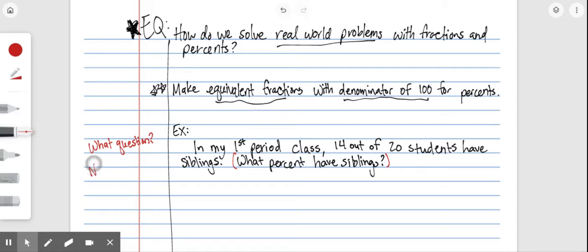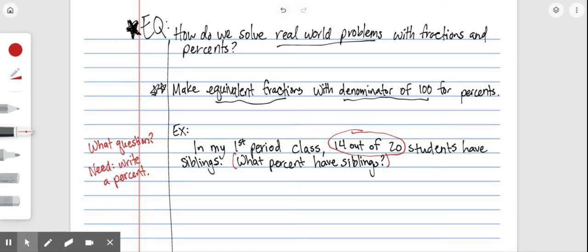So I need to write a percent. That's what I know. I know that I need to write a percent because it asks me what percent of students have siblings. Okay. Now let's reread it. In my first period class, 14 out of 20 students have siblings. I have some information up here. 14 out of 20 students have siblings.